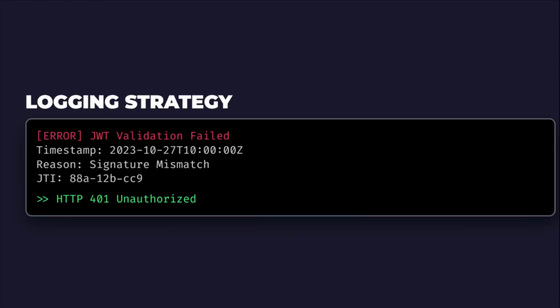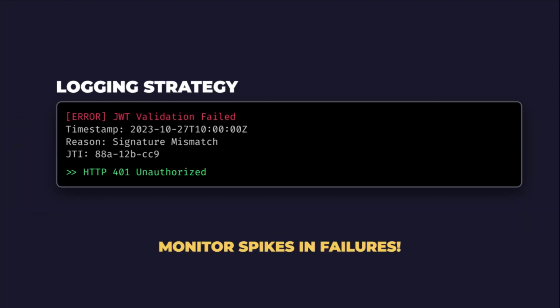Effective error handling is crucial for debugging integration issues. When validation fails, log the specific reason: signature mismatch, expired token, invalid issuer, or missing required claim. Do not return verbose error details directly to the client, as this leaks implementation information. Instead, return a generic unauthorized status, such as HTTP 401. Internally, log the token identifier, the failure type, and the time of failure.